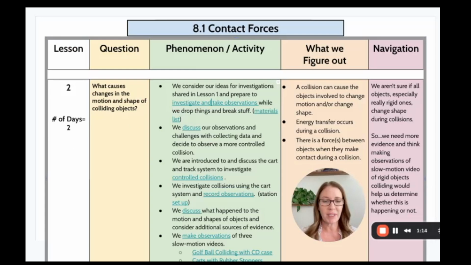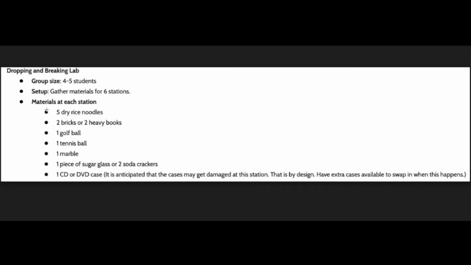So once we set up our notebook, we then start dropping things and breaking things. And here are some of the things that you can put at each station. Rice noodles break very easily. You can use any type of pasta noodles. Heavy books and bricks, golf ball, tennis ball, marble, sugar glass. There's directions in the Google Drive on how to make sugar glass. This is very messy. If you have an ant problem, I do not suggest sugar glass.